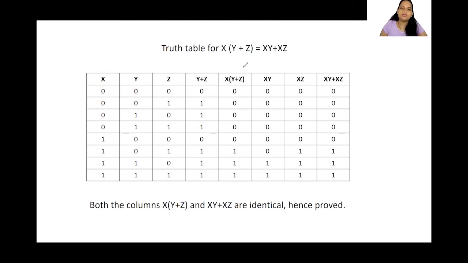Now observe carefully. What is the left hand side? This is my left hand side. What is my right hand side? This one. Are these similar? Just check. Isn't it? They both are similar. Hence, we have proved from the truth table also that this law is correct or this law is proved.